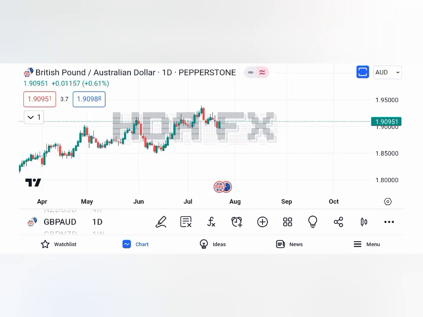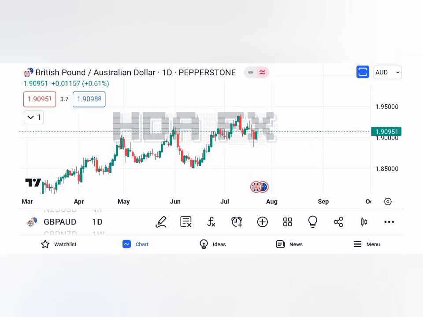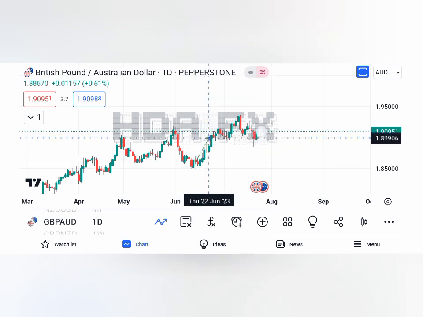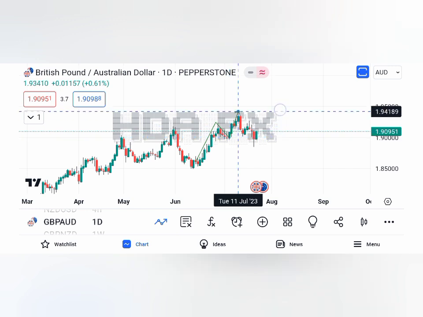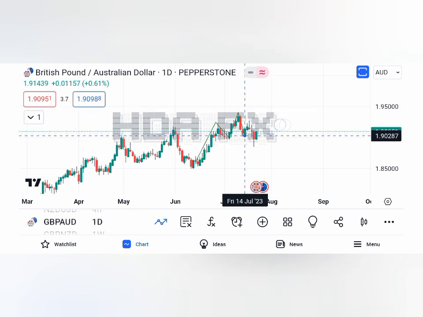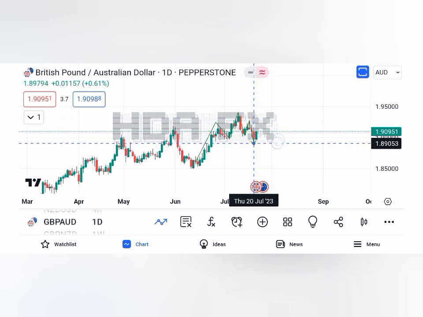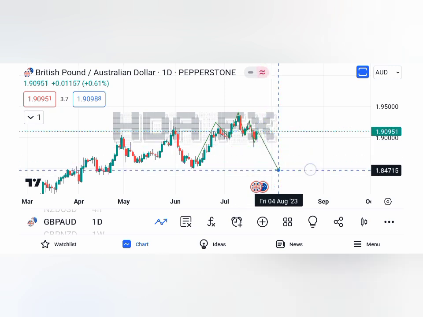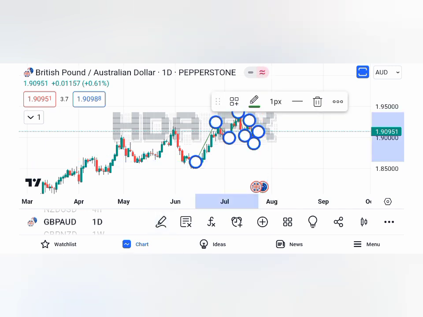So guys, our next pair we'll also be looking at is the Great Britain pound Australian dollar. Some say Aussie dollar. Now on this pair, we can see price forming something like a head and shoulder pattern. We can see the left shoulder here, then the head here, then the right shoulder here. Then we saw this up bull candle here. So it's likely that price continues downwards to complete the head and shoulder pattern. But let's move to the lower time frame and see what we have there also.